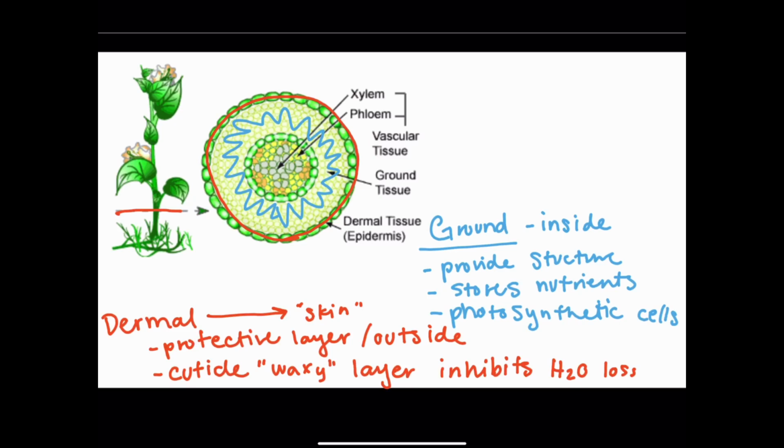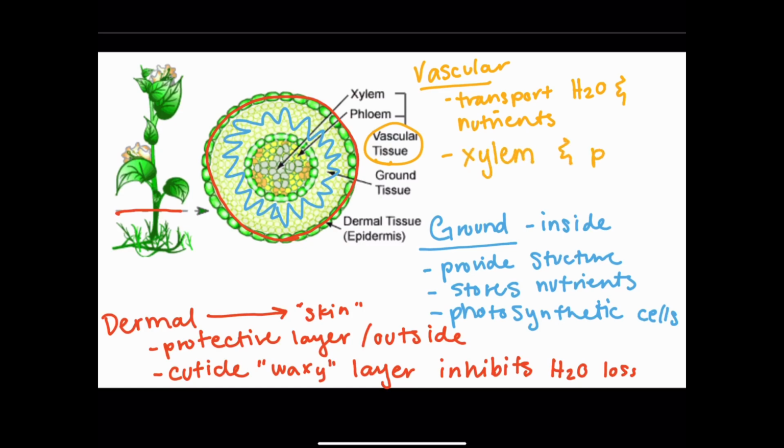And then lastly, we have our vascular tissue, which honestly might be the most important because it's all about transport, okay? So vascular tissue is about transporting water, so H2O, and other nutrients throughout the plant. And it's made up of these two important words, xylem and phloem. I would know both of those words for your quiz on Friday.